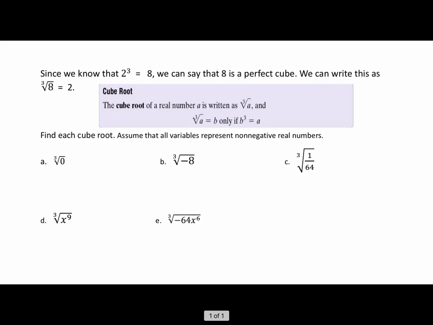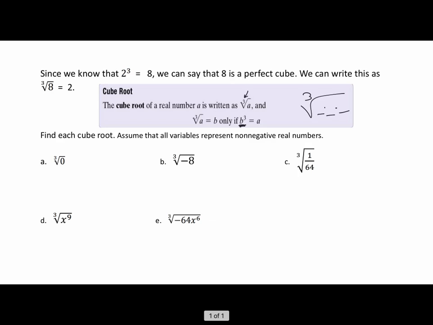Since we know that 2 to the third power equals 8, we can say that 8 is a perfect cube. And that means the cube root of 8 equals 2. So the cube root of a real number is written as the radical with a 3 there. So the cube root of a equals a number only if that number to the third power equals a. So you're looking for a number that multiplies by itself 3 times to be a.